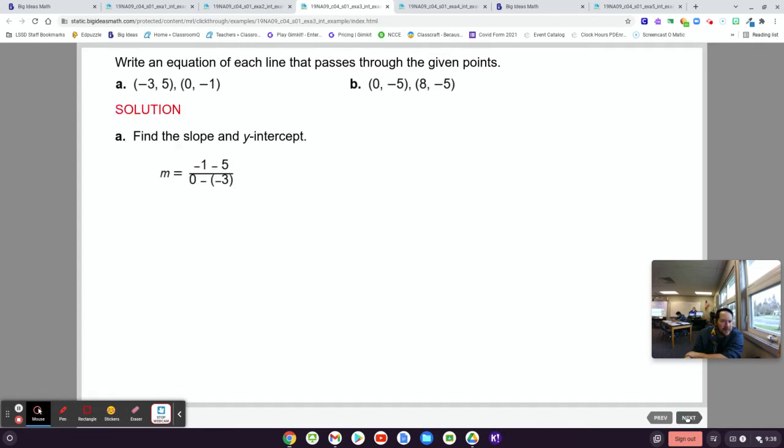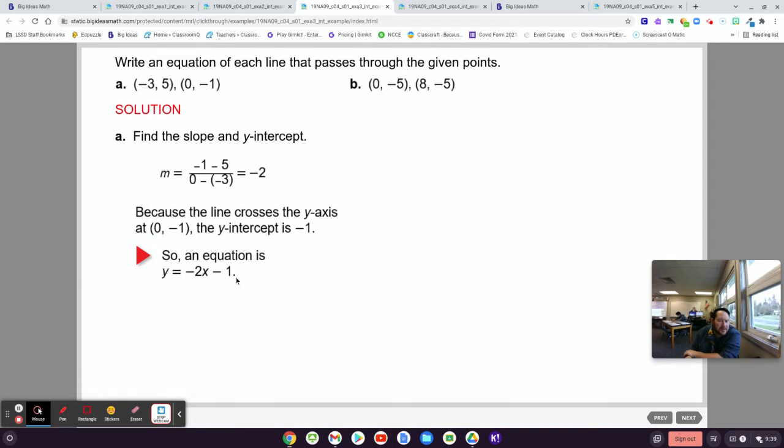Okay, so the slope, if you use the formula, it's going down 6 and over 3, or -2 if you simplify -6 over 3. If you kind of picture that in your head, it's going from -3, 5 to 0, -1. So you can tell it's going down from 5 to -1. So it's a decrease of 6, and it's going from -3 to 0, which is 3. Okay. So the y-intercept is 0, -1 because it tells you it's 0, -1. That's one of the points. So your equation will be y equals -2x minus 1 for this first one.